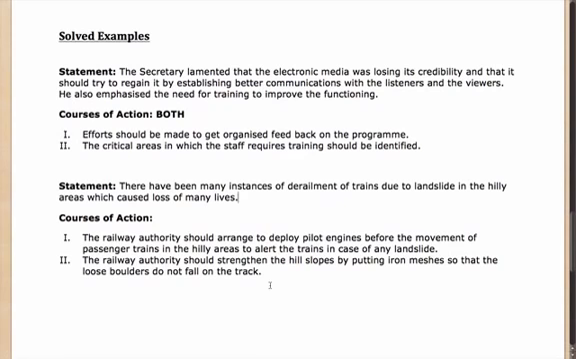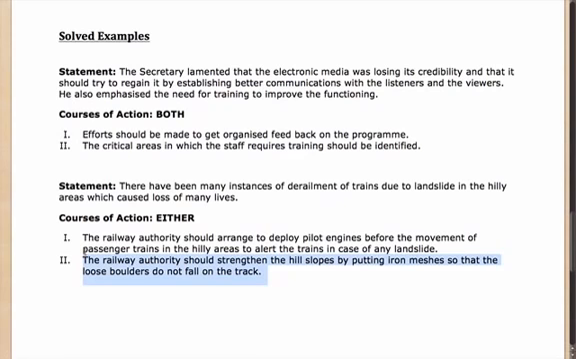So, which course of action would you recommend in this case? Both of them sound like a good idea. So, what should you do? Well, in this one, you would mark either of them. Because either you will implement the first one, you will improve the rail part of things, or you would improve the hill slope part of things. There is no need to improve both of them. The problem can be tackled by doing either one of them.